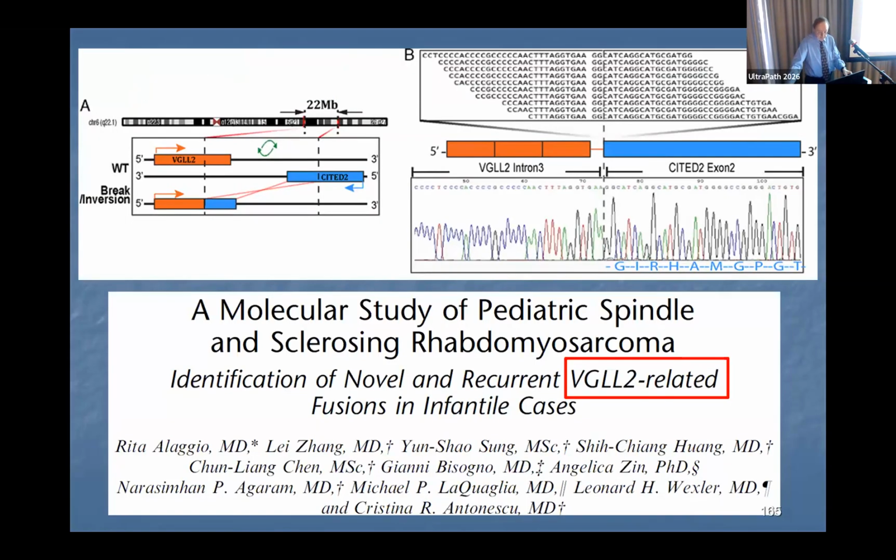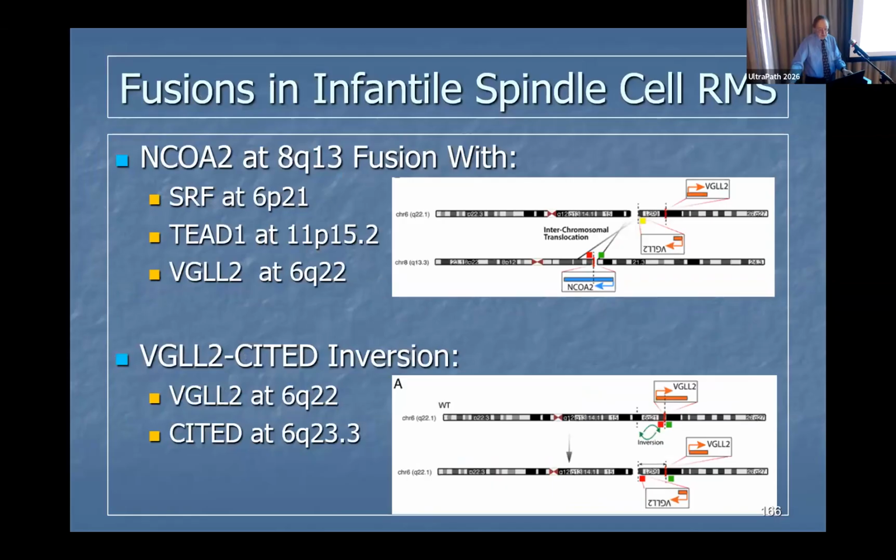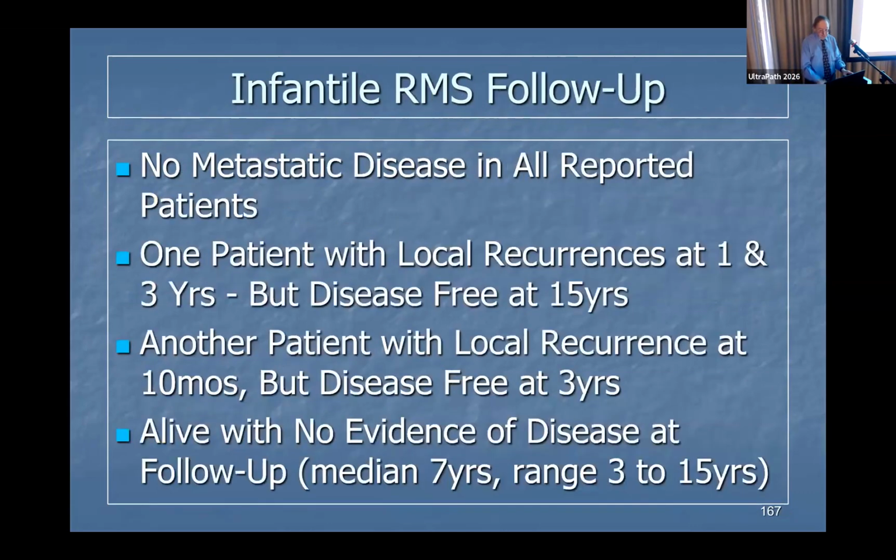Also, with pediatric spindle cell tumors and spindle cell rhabdomyosarcoma, you can find VGLL2 translocations associated with this. These are fairly specific translocations that you can see with this subgroup. So these are the fusions that are currently described with infantile spindle cell rhabdomyosarcoma. NCOA2 has these other partners associated with it, and VGLL2 has inversions on chromosome 6q that involve a cryptic type of translocation.